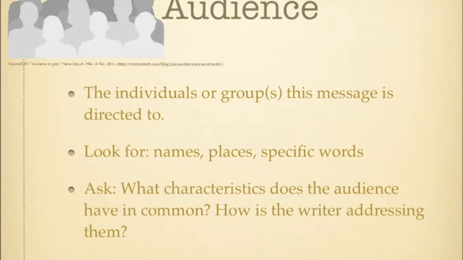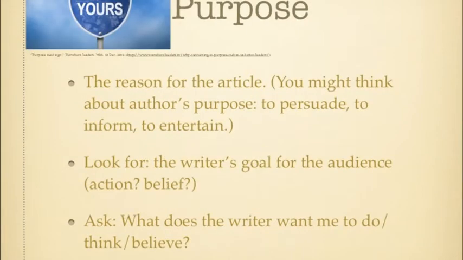When looking for audience, check out names, places, and specific words, and ask yourself, what characteristics does the audience have in common with one another? How does the writer address them? Often, editorials are about national events, but have a local or regional opinion to them. So look for that regional spin of how the editor is writing about their local area in relation to a larger event. Purpose is the reason for an article, so you might think about author's purpose.